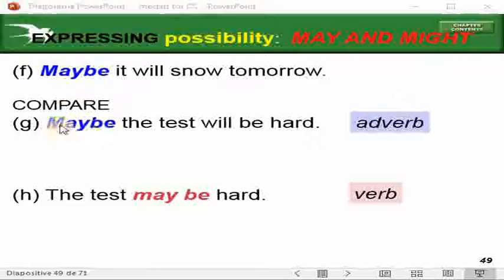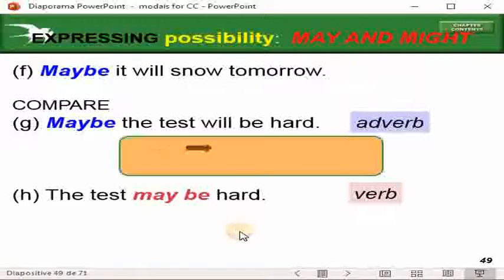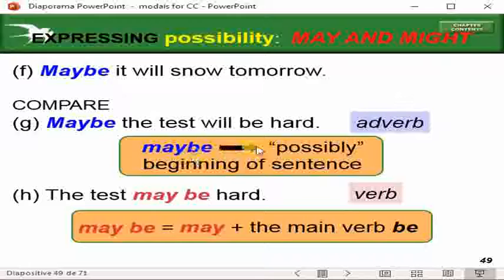ولكن الادverb كيكون كلمة واحدة وكتكون before the subject at the beginning of the sentence. So maybe is an adverb to express possibility and it is at the beginning of the sentence. So maybe means may plus the main verb to be. May is the modal and it is followed by the infinitive of the verb to be here to express also possibility or probability or uncertainty in the present.